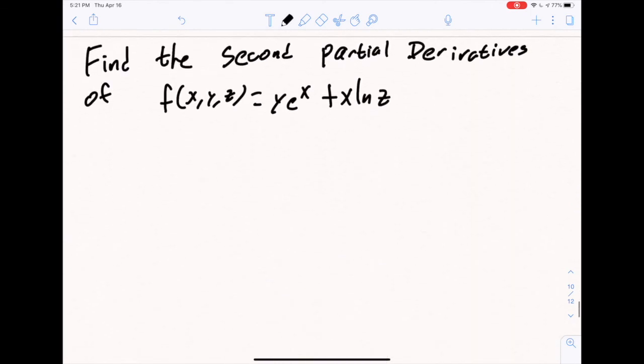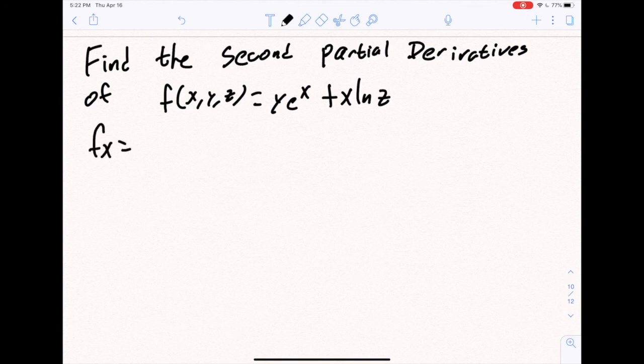Find the second partial derivatives of f of x, y, z equals y times e to the x plus x ln z. The fact that this is a function of 3 variables means there will be 9 second partial derivatives. But before we can find those, we have to find the 3 first partial derivatives.